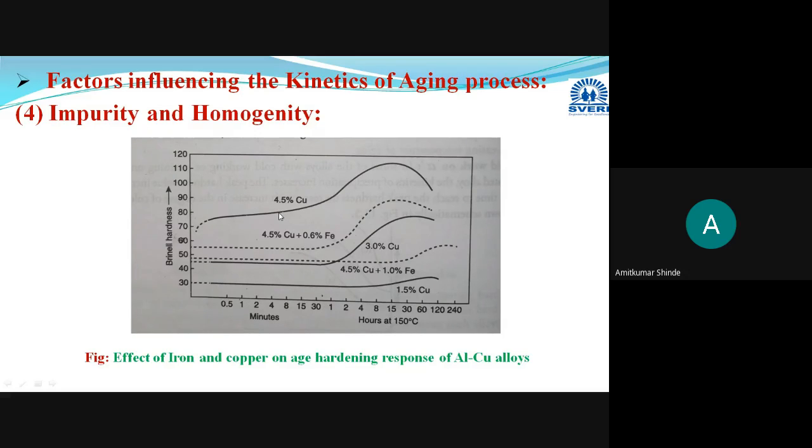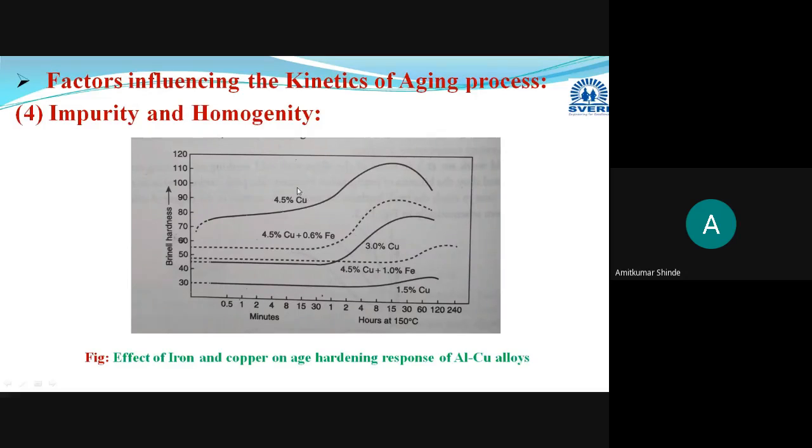This will show you the homogeneity concept. Here only copper is there but its hardness is less. But as its amount is increasing, it will be very near to the solubility limit. Whenever it is lesser than the solubility limit, its hardness will be less. At 1.5%, hardness will be less. When it moves a little bit closer to that solubility limit, then hardness slightly increases.